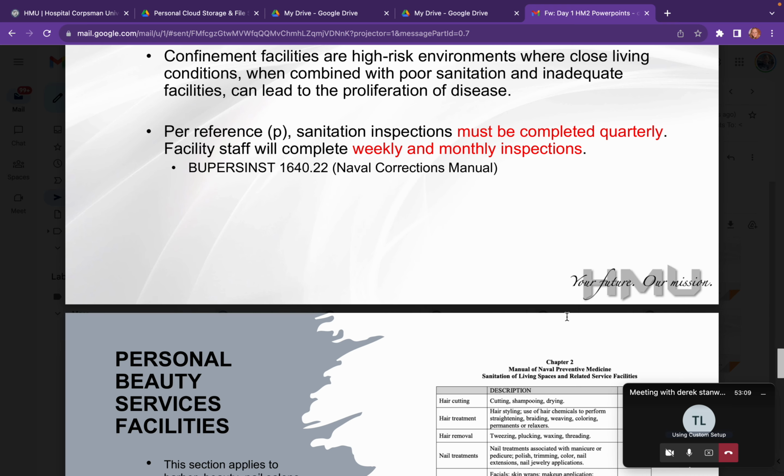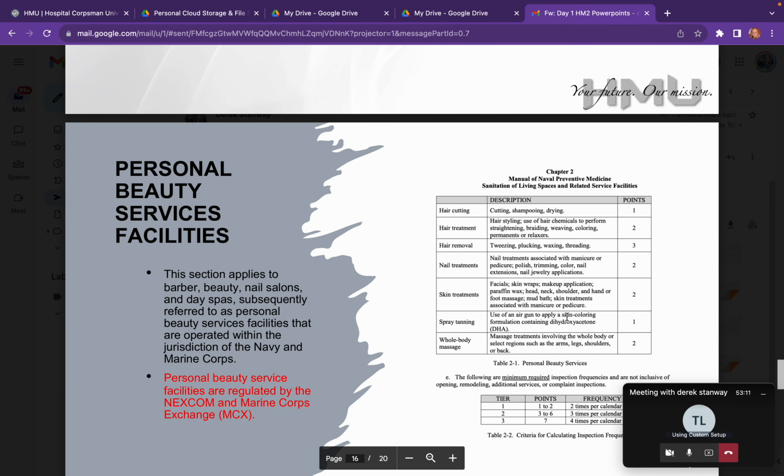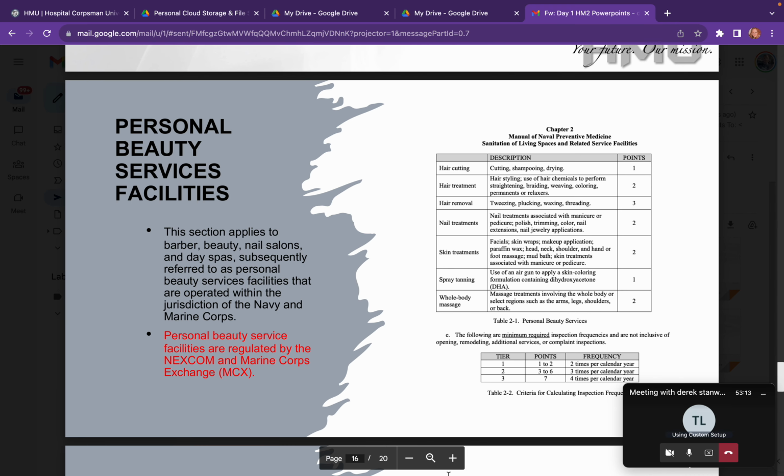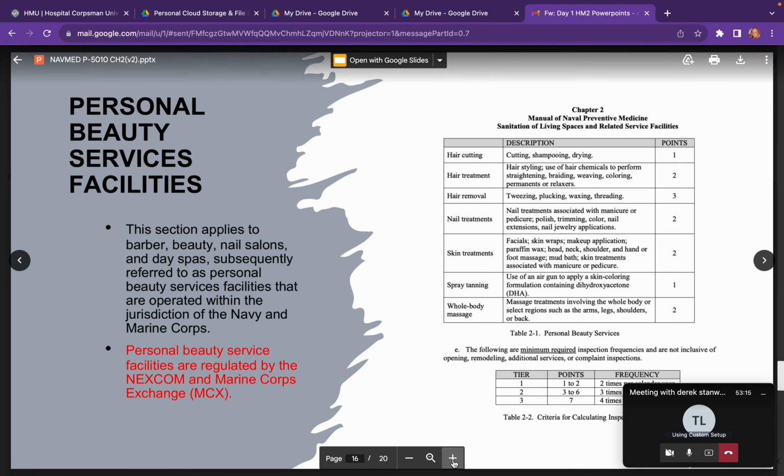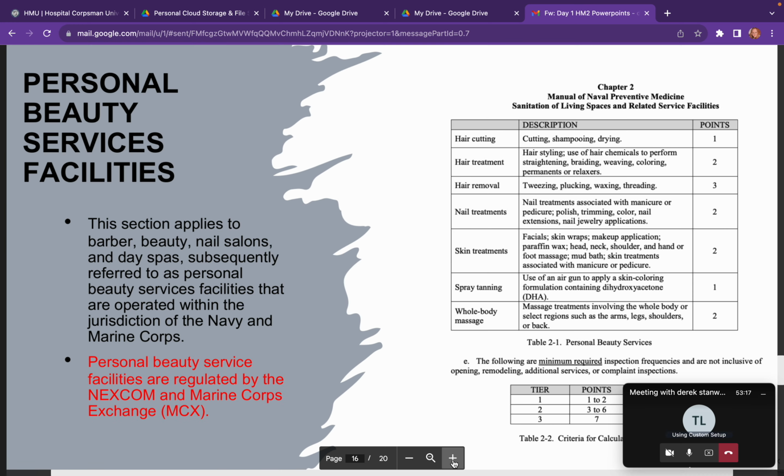Personal beauty facilities. Biggest takeaway from these is that we do not conduct those physicals. All right. So these, any beauty facility or barber shop, beauty shop, I guess even a nail salon that would be on base. I know the MCX at Camp Pendleton has one. Those are actually run by NEXCOM and the Marine Corps Exchange. All their physicals, all their training, everything goes through them. They don't go through NAVMED P. All right.